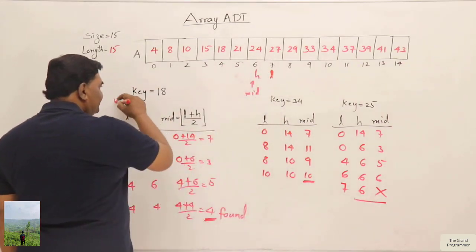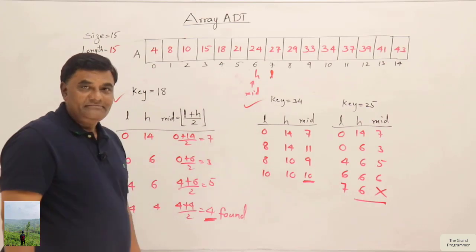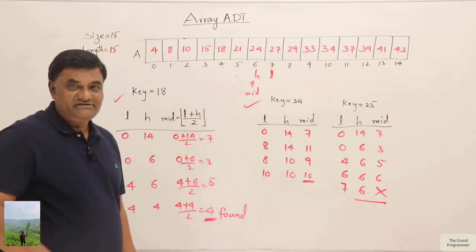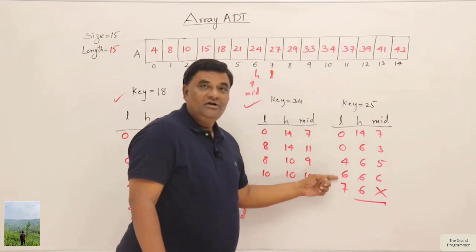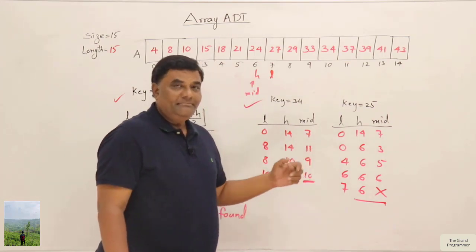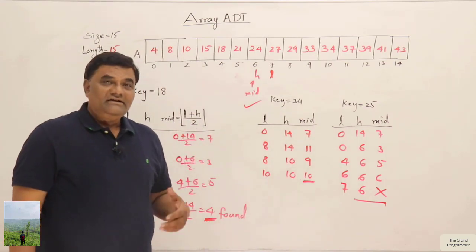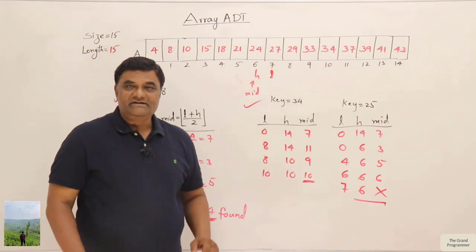So these two keys were found and they were there in the list. 25 is not there in the list. Now let us see how many comparisons it has taken. 1, 2, 3, 4. 4 comparisons, and here we don't do anything. Stop. So in 4 comparisons we got the result that the element is not there. So this is how binary search works.